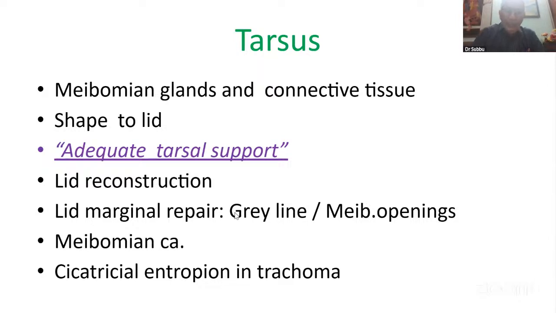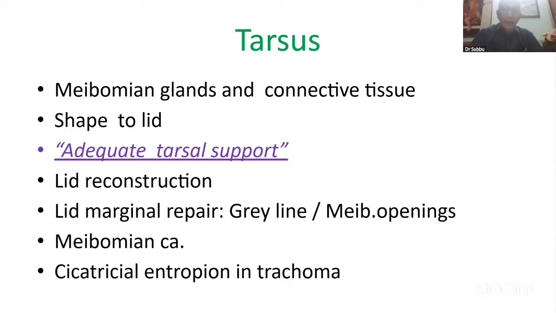In the lid margin repair, you first make your sutures through the gray line, or if the gray line is not visible, through the meibomian openings, which you can definitely see through the tarsus, and the tarsus gives beautiful support to pass these sutures through the meibomian openings and come out through the other side, and make a knot and do the margin repair.